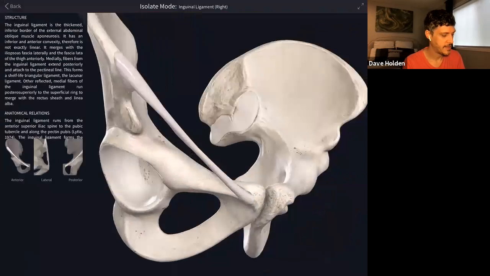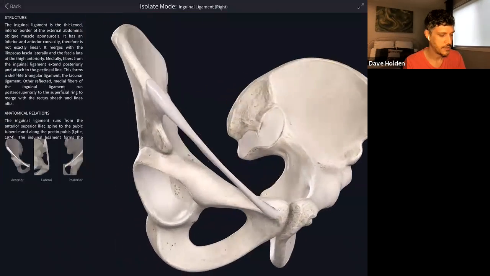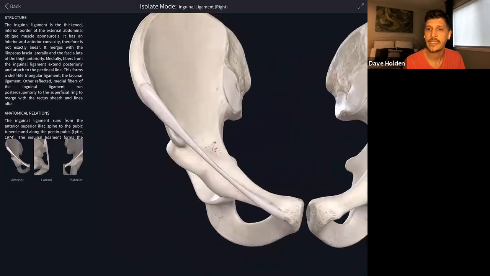So I'll just isolate this ligament. There it is. From the ASIS to the pubic tubercle, that is the inguinal ligament.